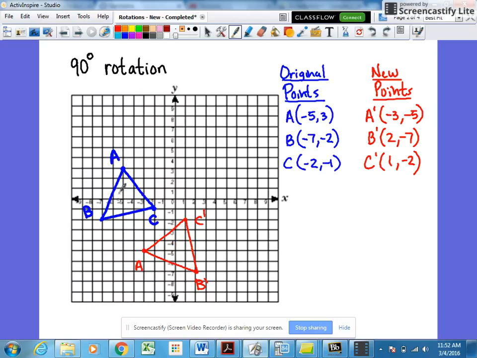Notice how A is in quadrant 2. When I rotate it 90 degrees, it ends up in quadrant 3. C is already in quadrant 3. Notice how when I rotate it, it ends up in quadrant 4. Notice also how the object looks exactly the same.